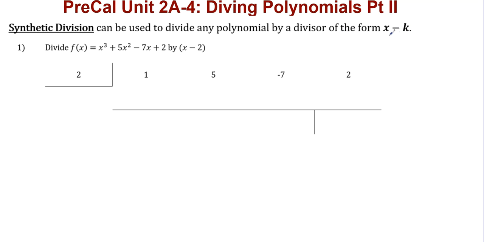Basically, we're dividing by a linear binomial in the form of x minus k. Now remember, k can be positive or negative, but this has to be a linear binomial, which is what we have right here. The other thing you have to watch out for is if the powers are not all descending, cubed, squared, first power, and zero power, make sure you put in a placeholder of 0. So imagine if the 5x squared was not there, you'd have to put a 0 right here. So make sure you do that.